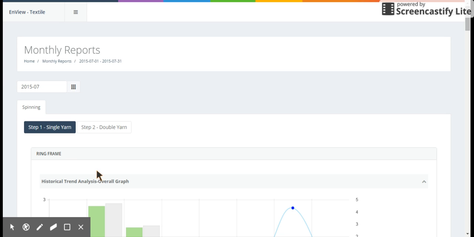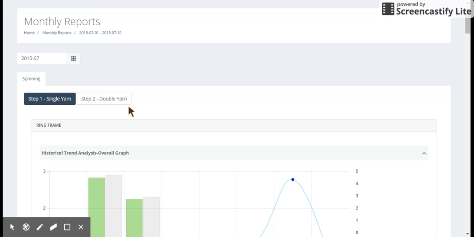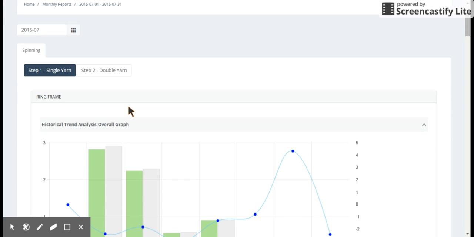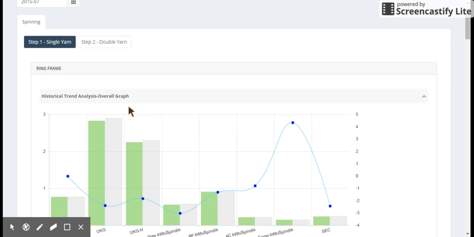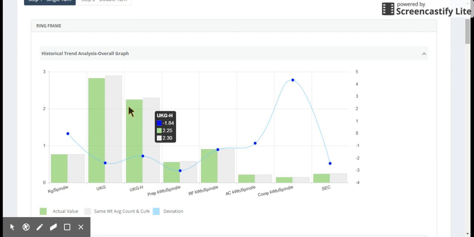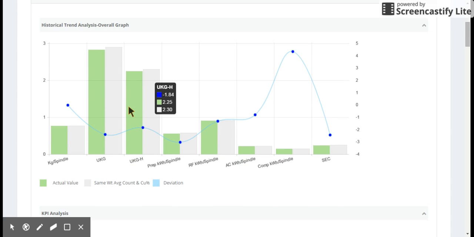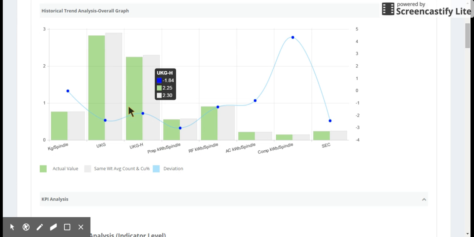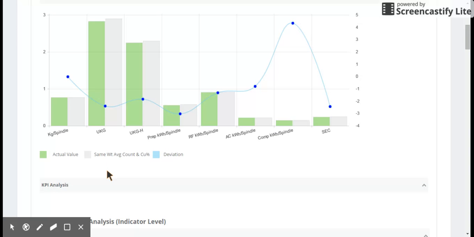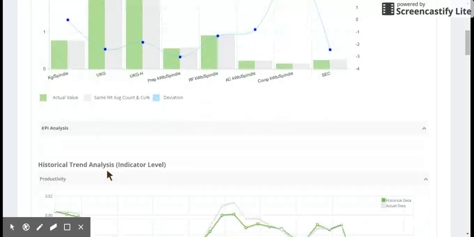In the monthly report, we have taken a slightly different approach, wanted to help industry assess the performance of a particular month in two respects. One is based on the historical call. So in this graph, you're able to see how each of the indicators have fared in respect to the values which have been called from history at almost the same weighted average count and capacity utilization, with the overall deviation being shown for the entire month.